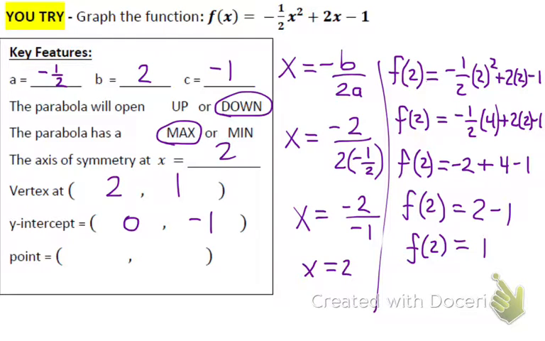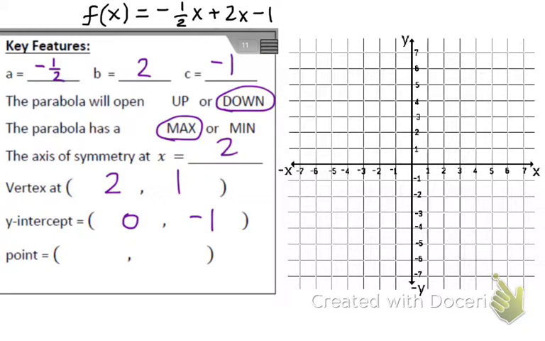Now let's plot what we have so far, and then we will figure out that extra point. Alright, so we've got our vertex at (2, 1). The axis of symmetry always goes through that. So x equals 2 is our axis of symmetry. We've got a y-intercept at (0, negative 1). And notice it's opening down. Now we can reflect that point, the (0, negative 1), across the axis of symmetry, and we'll get a point at (4, negative 1).